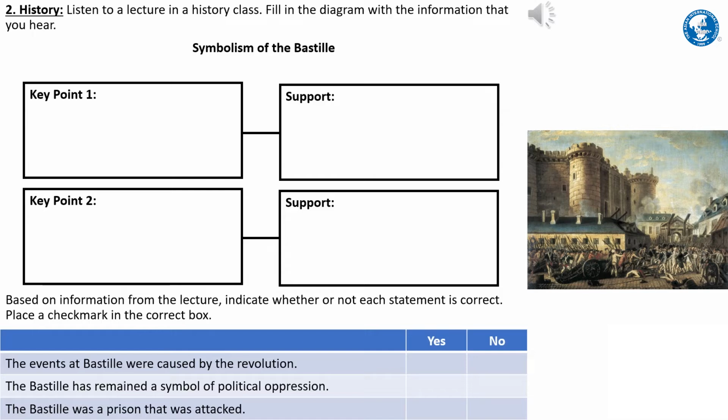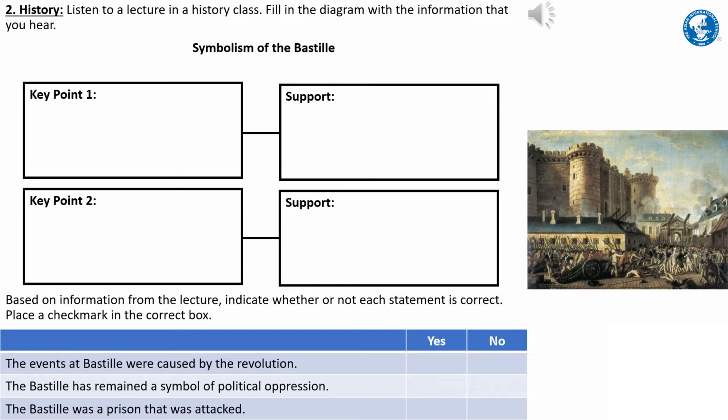A symbol, as you all know, is a thing that stands for, represents something else. A tiger, for instance, may symbolize power. An interesting thing is that the meaning of a symbol might change over time. For example, the Bastille was a prison in Paris, and yet somehow it has come to symbolize freedom. Let's talk about how that happened.